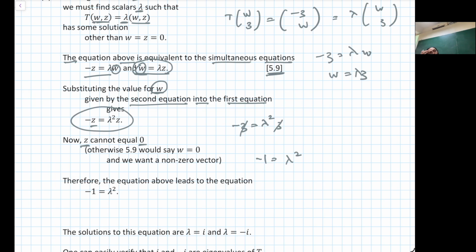Yeah, so let's try to recall the definition of an eigenvector. Can it be 0? We just said that. We said the eigenvector cannot be 0, otherwise you can have any eigenvalue. Right? Okay.